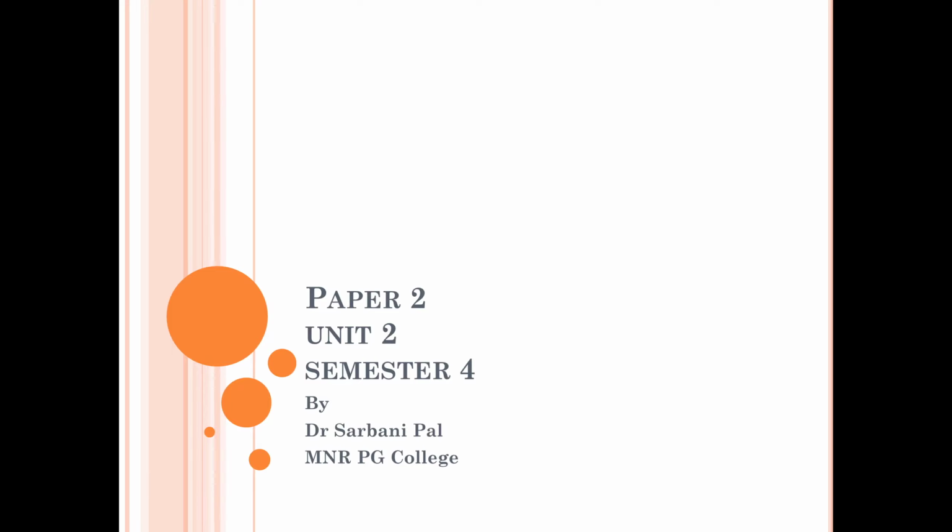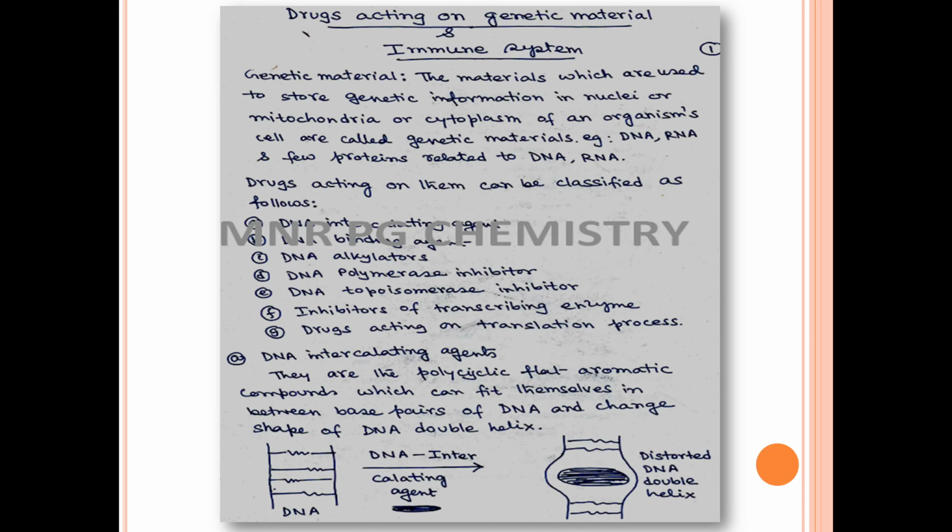So let us welcome to Unit 2 of this paper. The name of this unit is drugs acting on genetic material, meaning RNA, DNA, nucleic acids, and a separate topic, that is the immune system, our immunity. Now let us discuss what is genetic material.